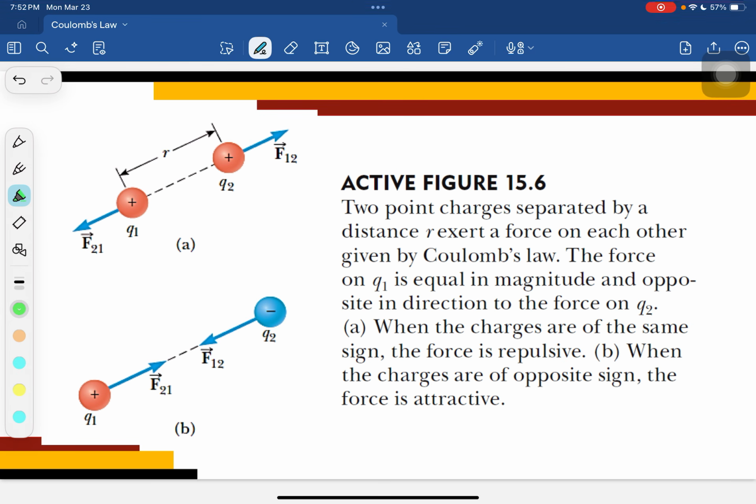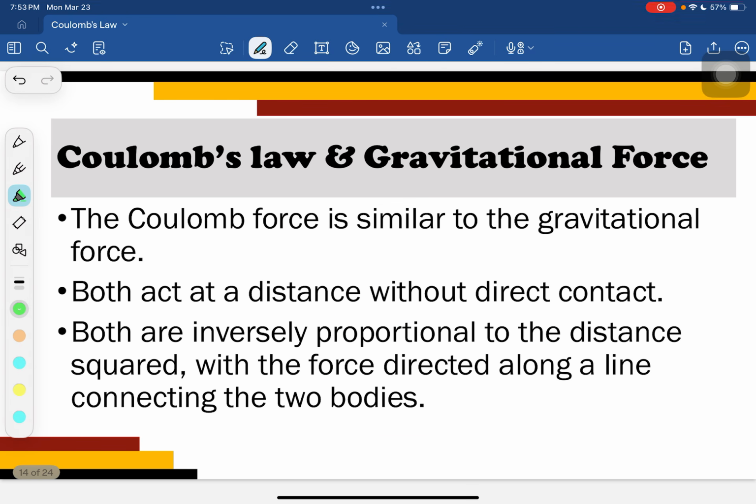Two point charges separated by a distance r exert a force on each other given by Coulomb's law. The force on Q1 is equal in magnitude and opposite in direction to the force on Q2. Again, just to repeat, when the charges are of the same sign, the force is repulsive, and when the charges are of opposite sign, the force is attractive. It is also similar to your gravitational force. Both act at a distance without direct contact, so these are non-contact forces. Both are inversely proportional to the distance squared, with a force directed along a line connecting the two bodies.